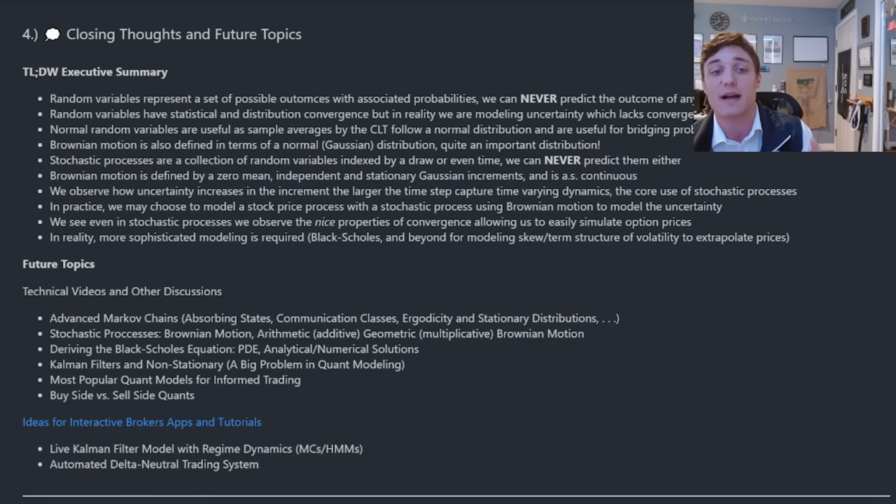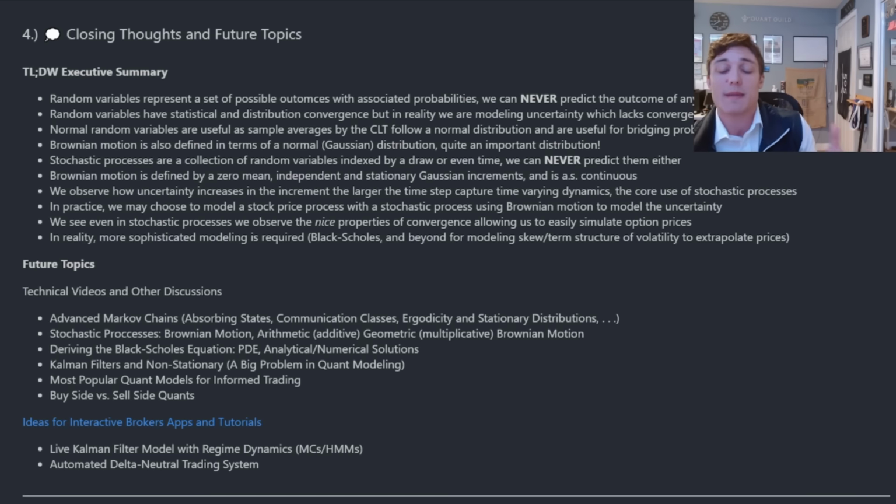Brownian motion is defined by its zero mean, independent and stationary Gaussian increments, and is almost surely continuous. We observe how uncertainty increases in the increment in larger time steps. That captures that time-varying dynamic. This is the core use of a stochastic process.